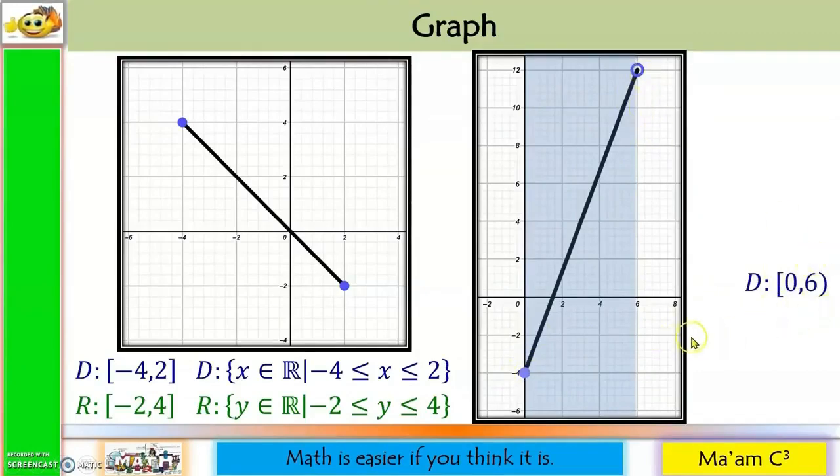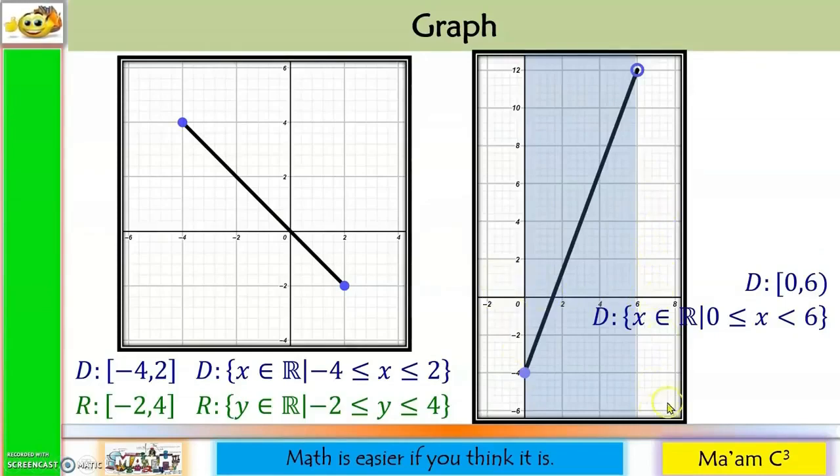In set builder notation, that will be so 0 and then 6. Since this is bracket, less than or equal. Since this is parentheses, less than only. And then x at the middle and enclose your domain. So your domain is from 0 to 6 only. You don't see graph here as well as on this portion.